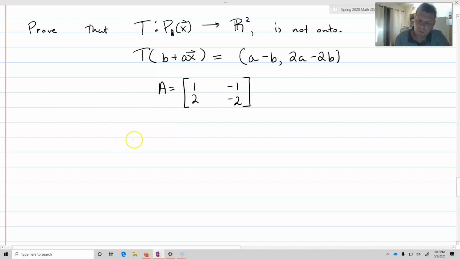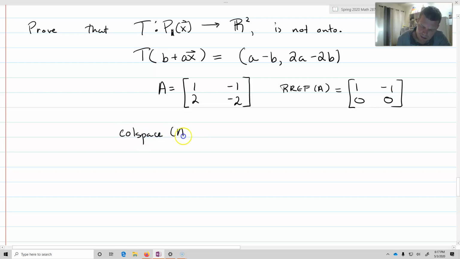So what we see here is that when we row reduce A, the RREF of A is going to equal [1, -1; 0, 0]. The column space of A then is basically the span, a basis for the column space is going to be the span of (1, 2). So the column space of A is only a one-dimensional subspace of R2.